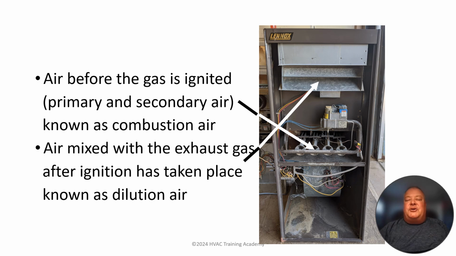The other type of air that you're going to have in a natural draft piece of equipment is the dilution air, and the dilution air is going to assist in pushing that exhaust gas up through the venting system and out of the building itself.